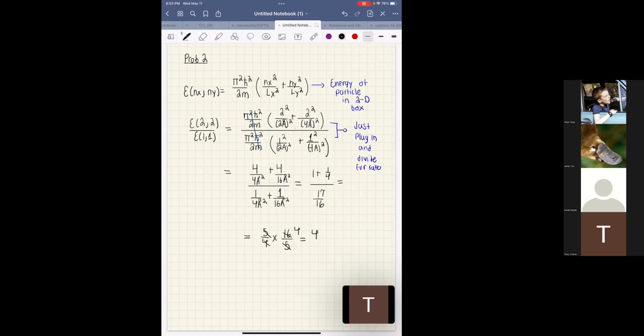Let's see. So it's like 4 squared, 4 squared. That's 4/16, and that's plus 1/16. That's like 5/16. Yeah, okay. I think I know what I did wrong. It's 5/16, and I put it here, but I forgot to change it.